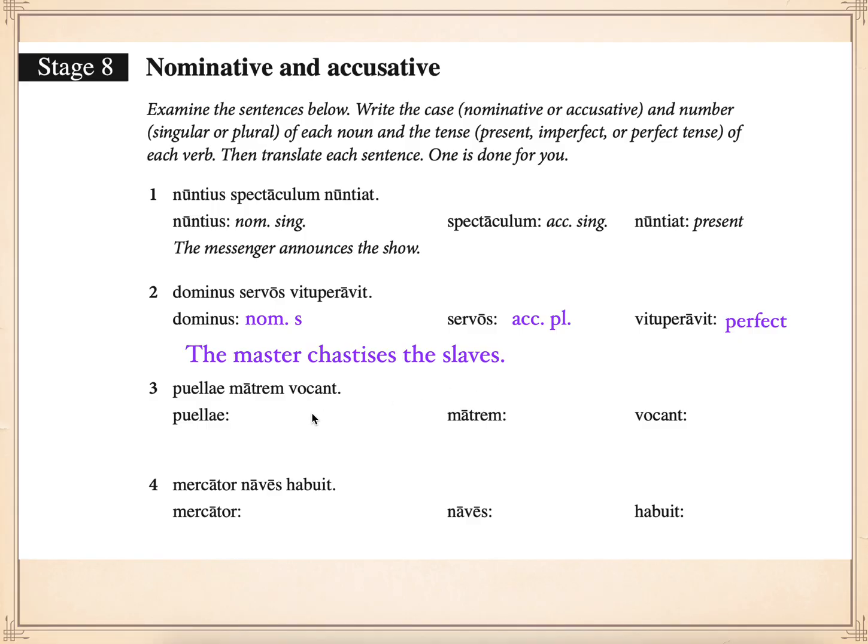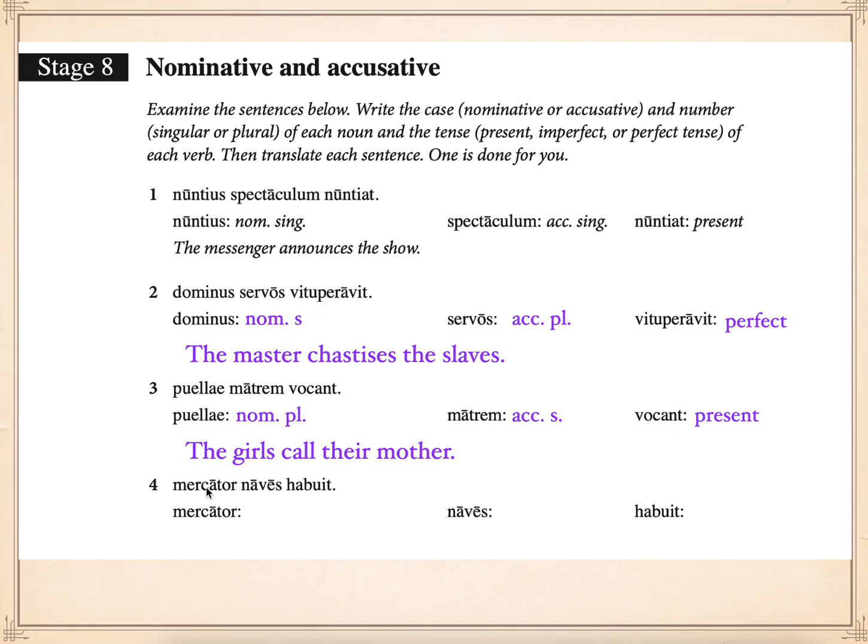Let's do number three. Puellae matrem vocant. So puellae, this is the subject of the sentence. It's a nominative plural. We'll identify it that way. Matrem, that em tells me it's accusative. This is an accusative singular. And then vocant, I don't see a BA in here, so it's not imperfect. I don't see a V in the ending, so it's probably not perfect, and sure enough, this is a present tense. And we can translate this. The girls call the mother, probably their mother is how I would do this.